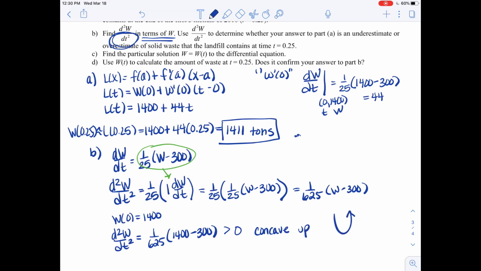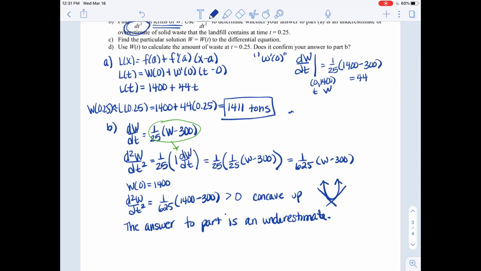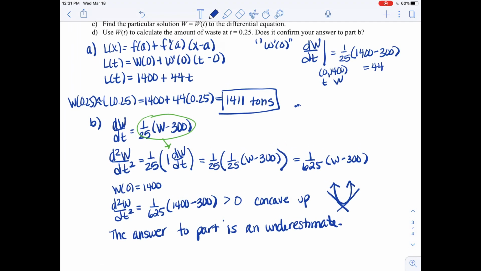If you think about what a concave up curve looks like, it's the one that looks like a U. Whether I have a decreasing or an increasing function, my tangent line is always going to be less than my curve. Therefore, since I found out that this is concave up, I can say the answer to part A is an underestimate. Okay, hopefully that makes sense. Again, just going based off concavity. Obviously if it was concave down, then my tangent line would always be above, and it would be an overestimate.